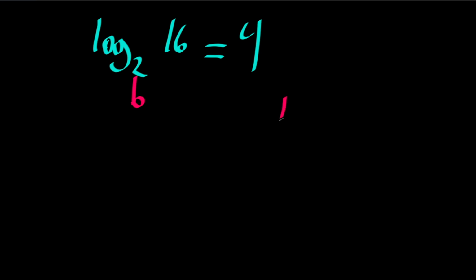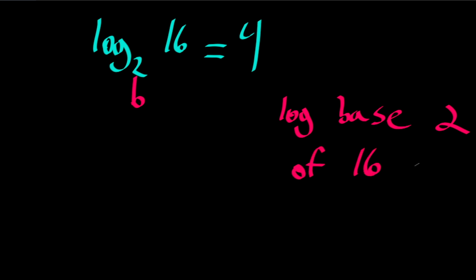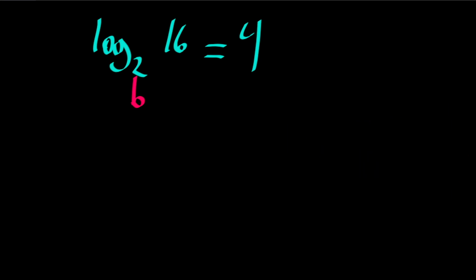And if you learn to read this log base 2, you'll literally tell yourself what the base is. Because that's how this is read. You would say log base 2 of 16 equals 4. That's how you should read these. Once again, that's helpful because it gives you the base right off the bat.